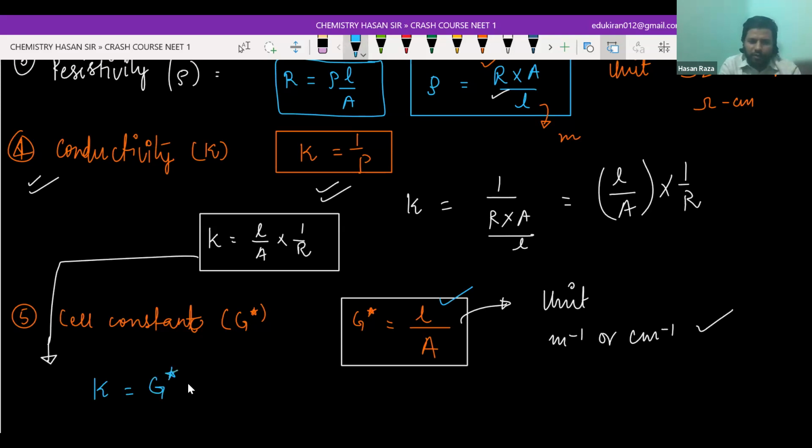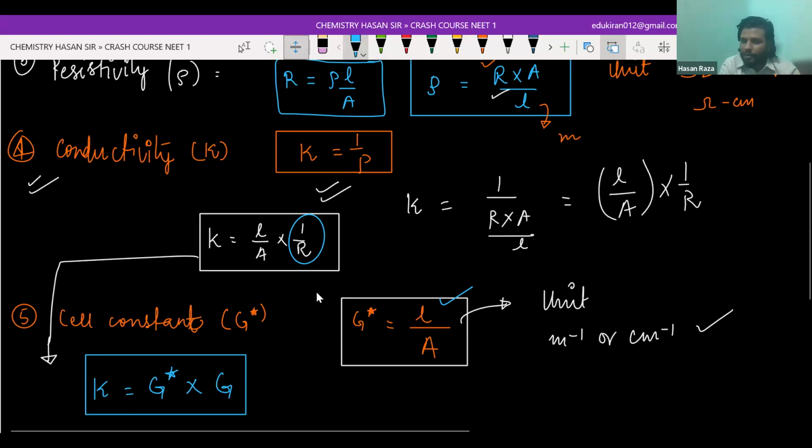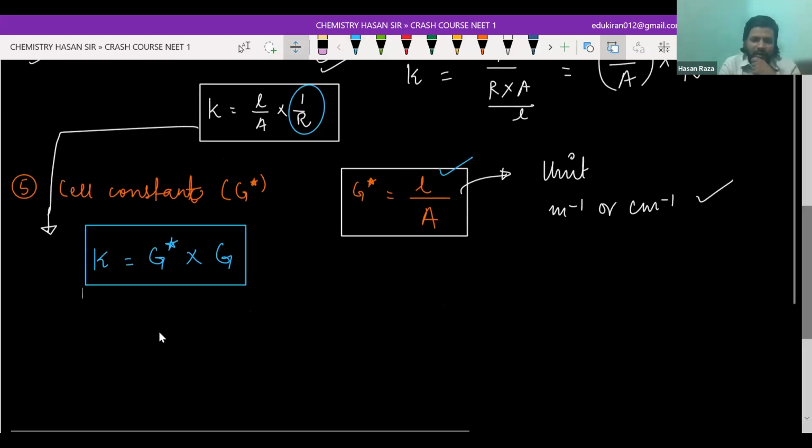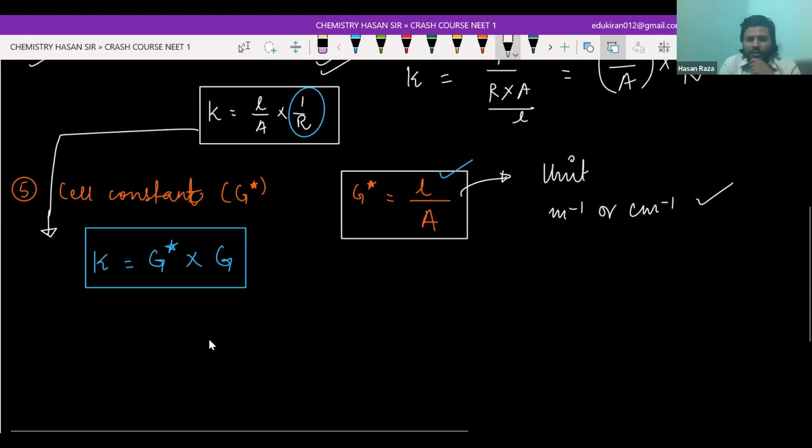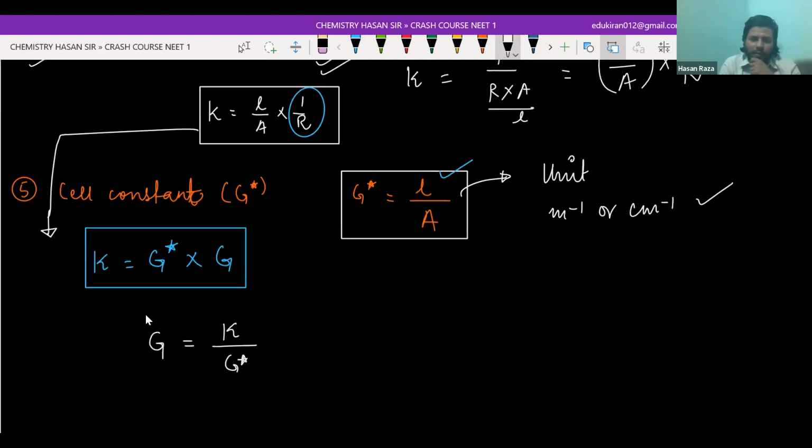And you also know that this is your 1 by R, which is the reciprocal of resistance. And what is the reciprocal of resistance? It is your conductance, which is denoted by G. So kappa has another formula, which is G star into G. You can also write that conductance will be equal to kappa upon cell constant. Please do write it.